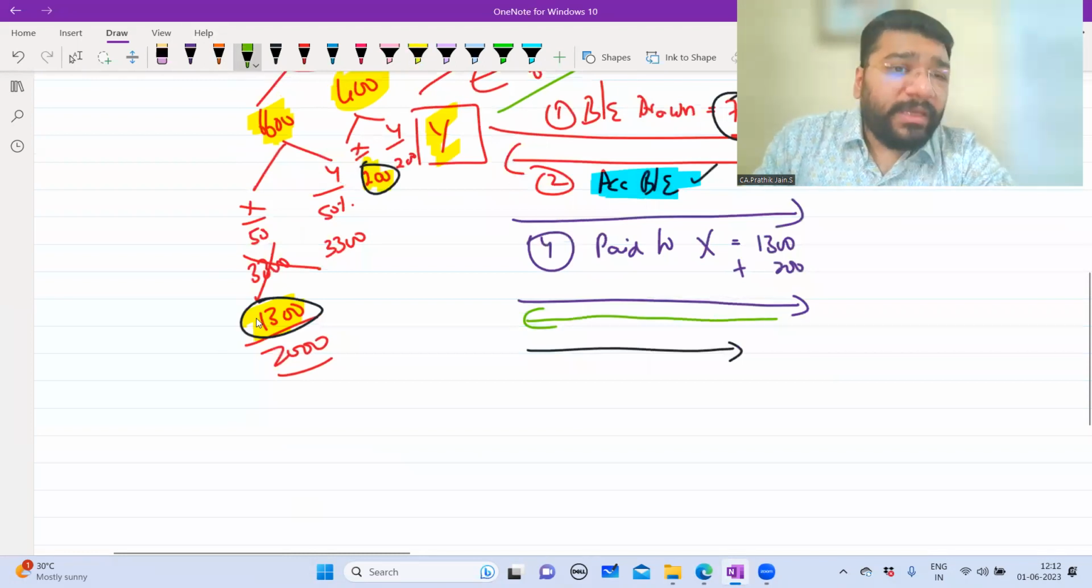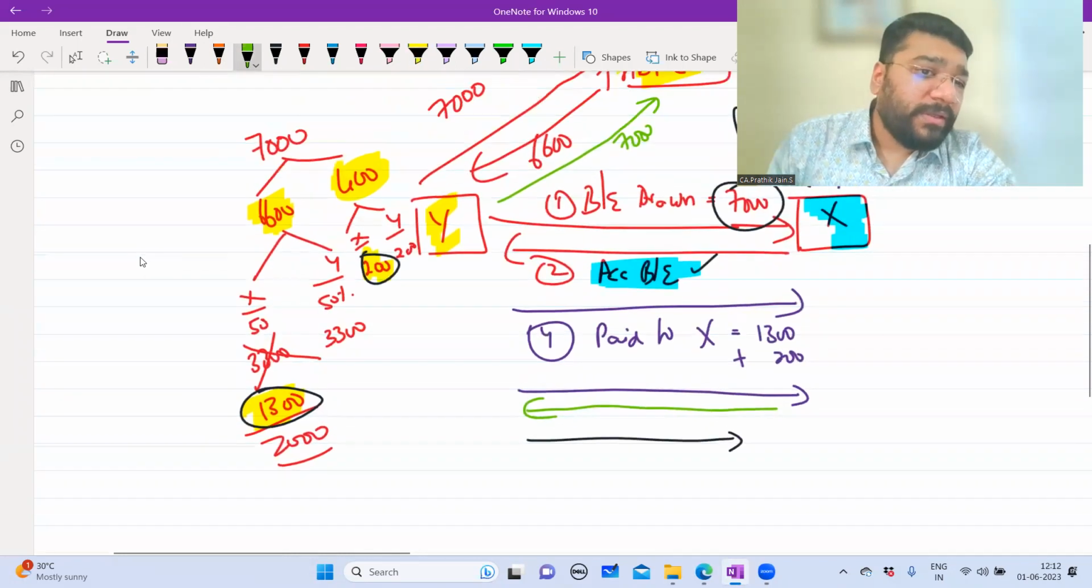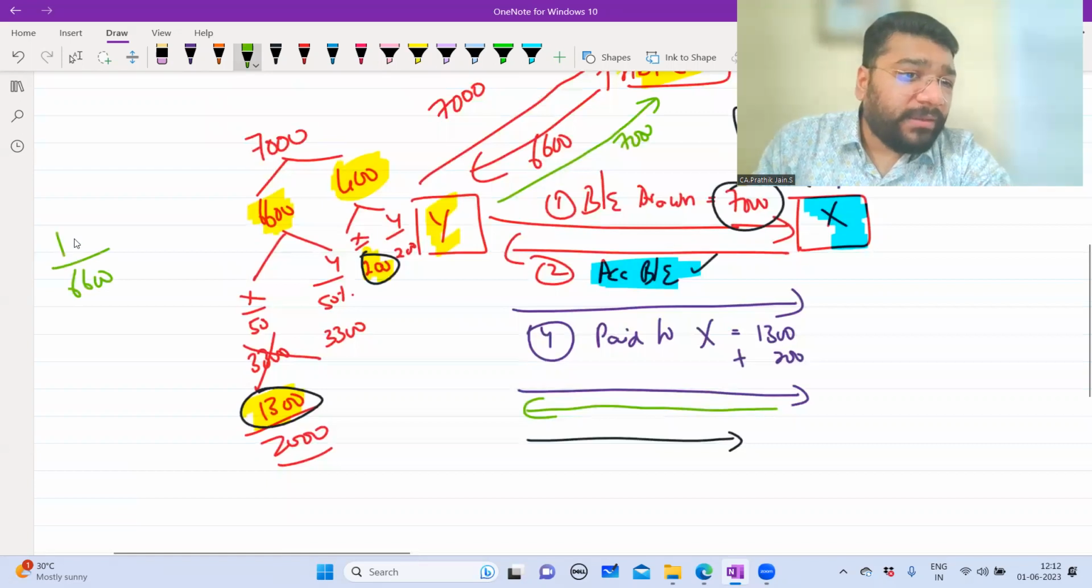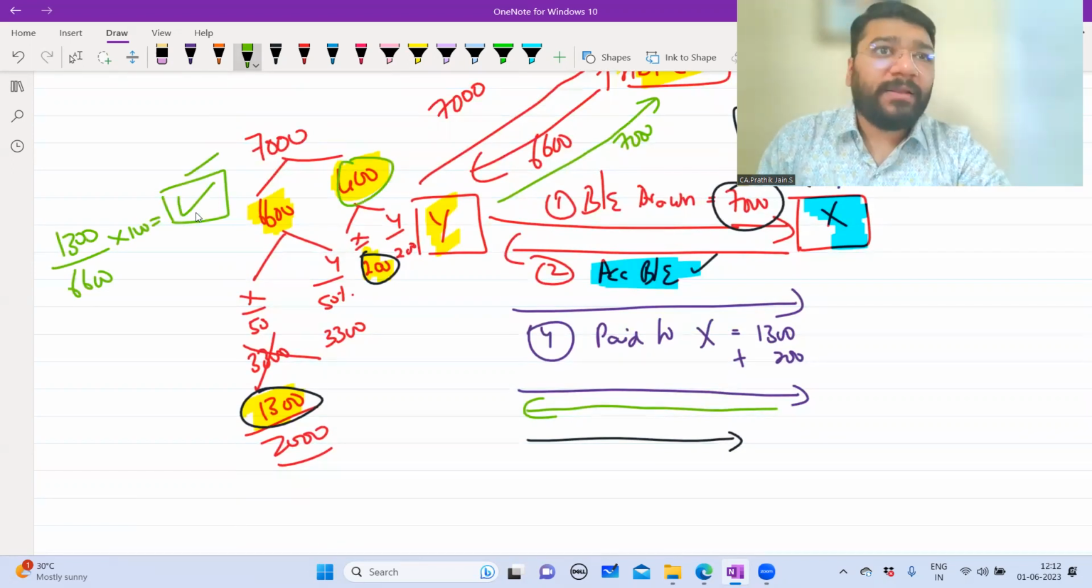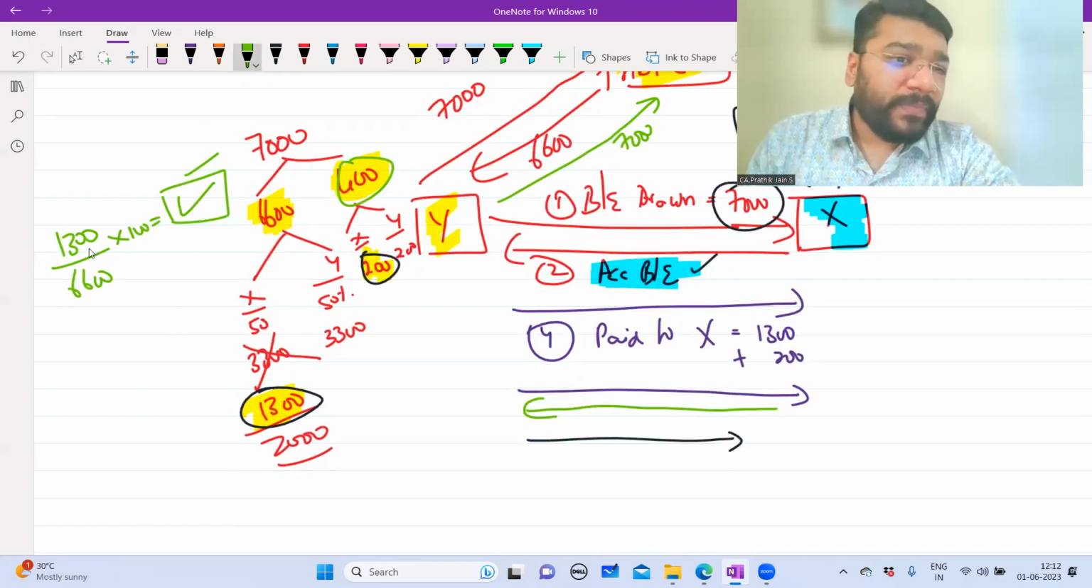Since only 1,300 is given, out of 6,600 only 1,300 is given. So if you multiply by 100, you'll get one percentage. So why can't we distribute the charges of 400 in this percentage? You'll ask. Adavade, please take your calculator.